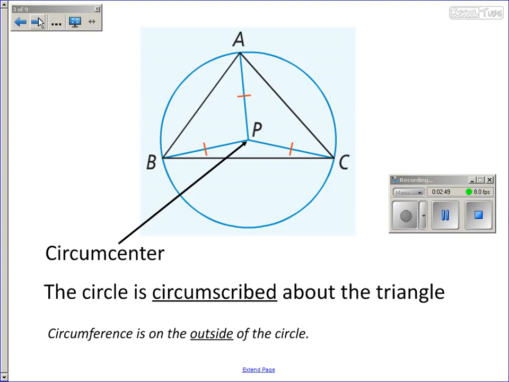Another interesting vocabulary word is that we could say that the circle is circumscribed about the triangle, meaning if we put a circle with center at that circumcenter, then the circle will go through the three vertices because they're the same distance away. The way I remember the circumcenter is because of the circumference. Those words sound similar to me. The circumference is on the outside of the circle, so the center of that circle is called the circumcenter.